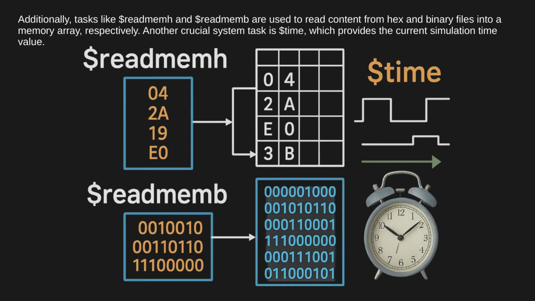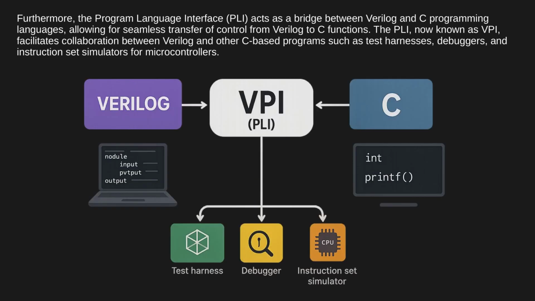Furthermore, the Program Language Interface, PLI, acts as a bridge between Verilog and C programming languages, allowing for seamless transfer of control from Verilog to C functions. The PLI, now known as VPI, facilitates collaboration between Verilog and other C-based programs such as test harnesses, debuggers, and instruction set simulators for microcontrollers.